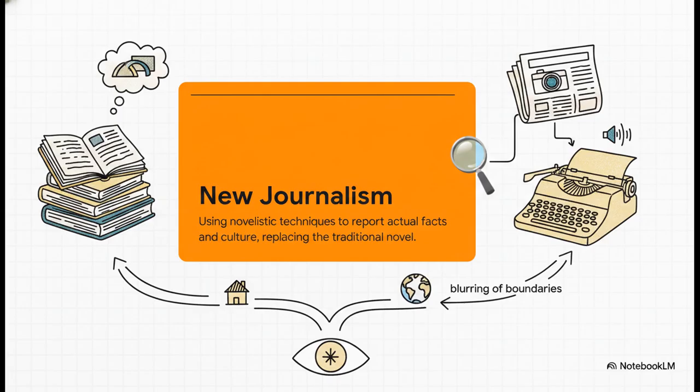One major solution? New journalism. Writers like Tom Wolfe and Truman Capote decided, hey, if reality is stranger than fiction, we should just write reality, but use the dramatic tools of a novelist. It totally blurred the boundaries. It replaced the traditional novel as the go-to way to chronicle contemporary experience, mainly because it allowed authors to dive deep into actual facts and current culture while keeping the reader completely hooked.